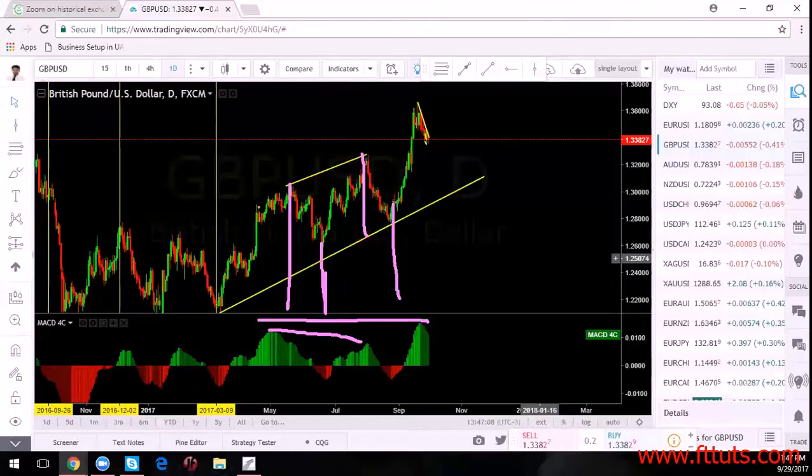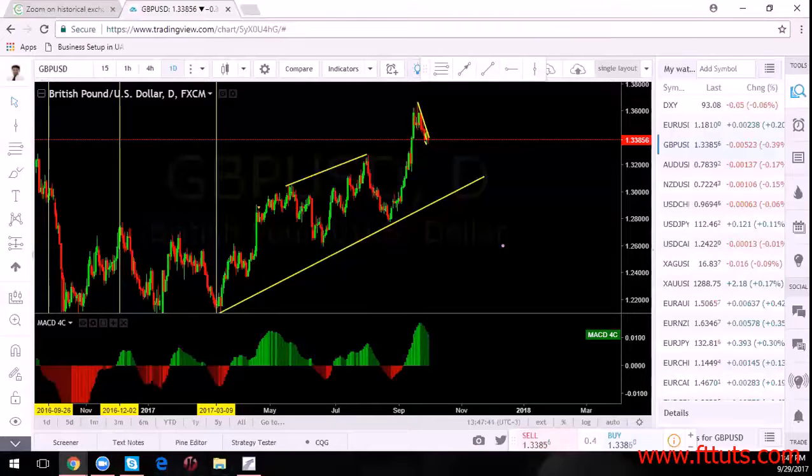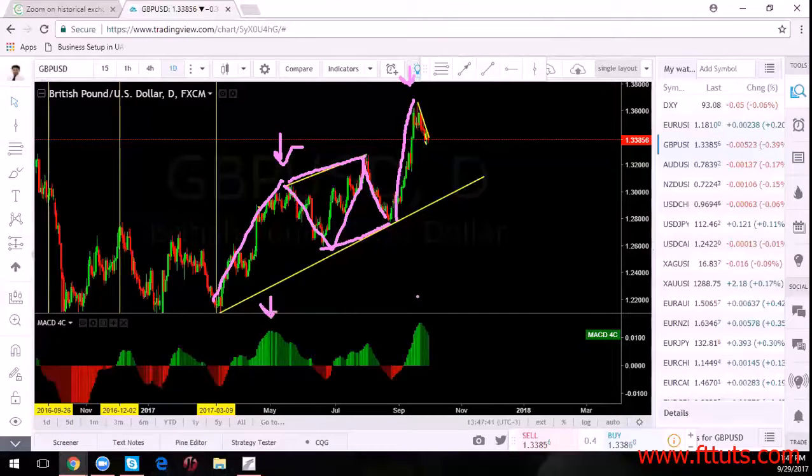When you see that, you're thinking, okay, wait a second. This is a corrective structure in the middle and it's a running flat. 1, 2, 3. So this is the impulse and this is the impulse. And if you're looking for divergence, you would look between this and between this. That is between this one and between this one.